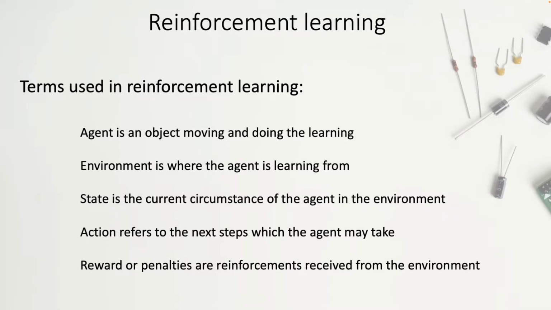The terms used in reinforcement learning are the agent, which is an object moving and doing the learning for the environment. So the environment itself is where the agent is learning from. State is the current circumstance of the agent in the environment. Action refers to the next steps which the agent may take. Rewards or penalties are reinforcements received from the environment.